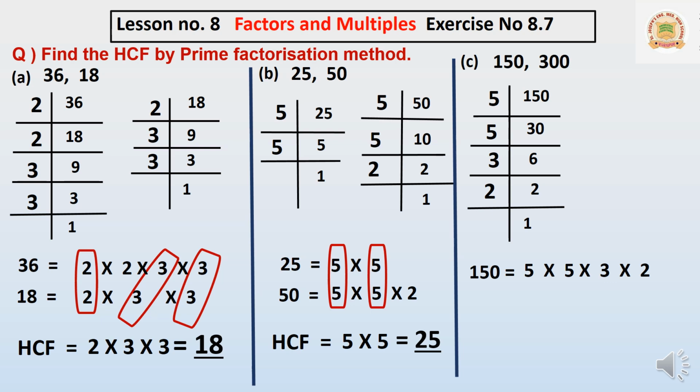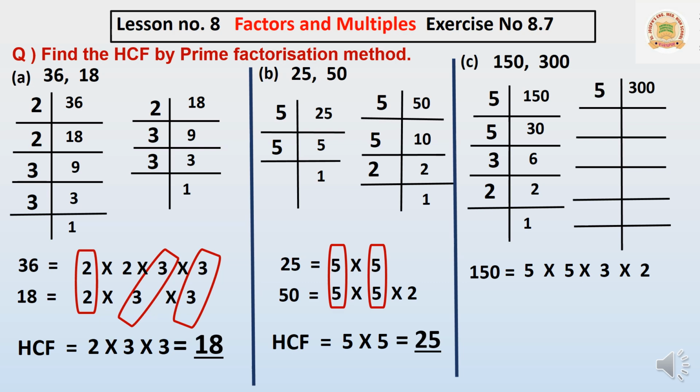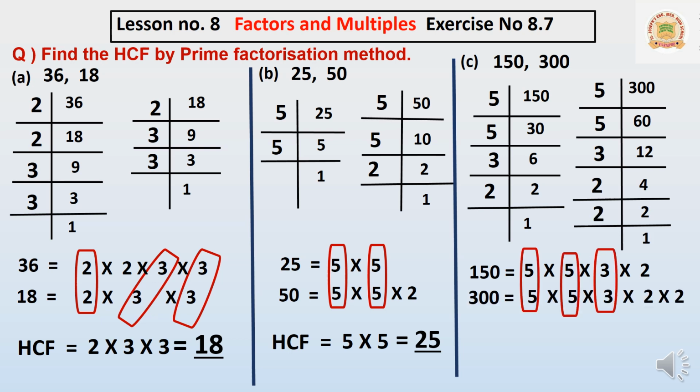5 5s are 25. 25 3s are 75. 75 2s are 150. Now 300. 5 6s are 30, so 0 as it is, 60. 5 60s are 300. 5 12s are 60. 12 5s are 60. 3 4s are 12. 2 2s are 4. 2 1s are 2. So 300 is 5 into 5 into 3 into 2 into 2. 5 5s are 25. 25 3s are 75. 75 2s are 150. 150 2s are 300.